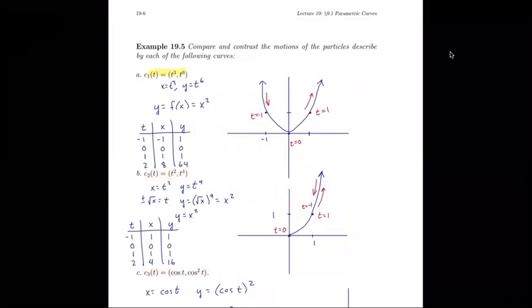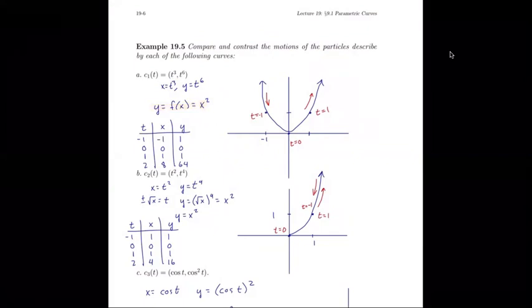So if we eliminate the parameter, in the first case, we have C1 is t cubed comma t to the 6th. If we eliminate t, we end up with a function y equals x squared. Remember that we said t would be equal to the cube root of x, and we plug that in for t here. So we have cube root of x to the 6th, and we just get x squared. So that's how that comes about, and that's how it'll come about in all the subsequent parts below.